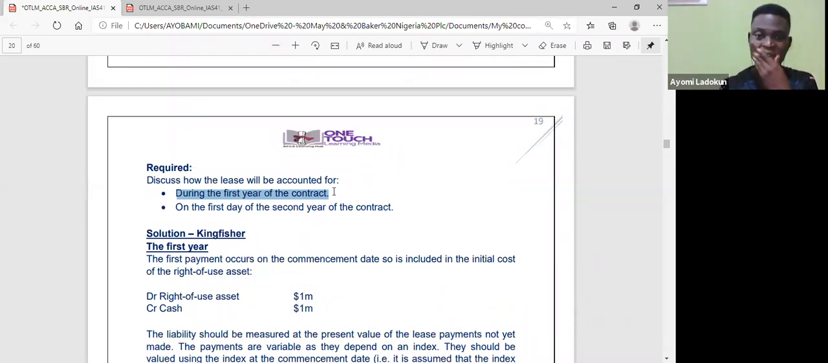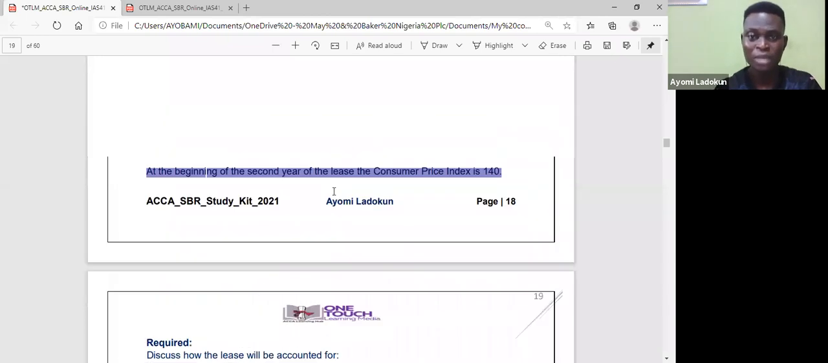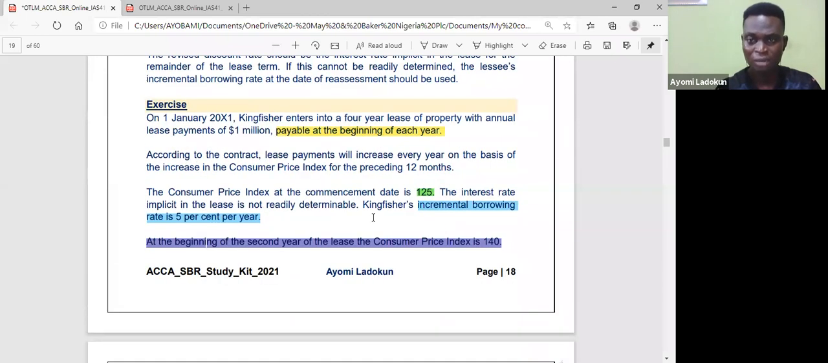So I'm going to take it now. So in year 1, what happens? Okay, maybe what will confuse you is the fact that payment was made in advance, because it said 1 million payable at the beginning of each year.